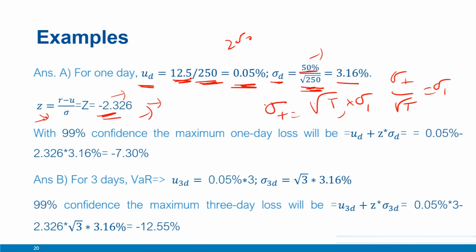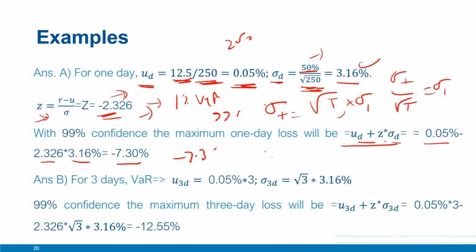Already this Z value gives us that 1% VaR number, or maximum loss with 99% confidence. So how do we compute it? The formula is simple: mean mu d plus Z into sigma d. Mean is 0.05%. Z value is negative at minus 2.326 into sigma, which is 3.16%, which we got here. So our return value is minus 7.3%.